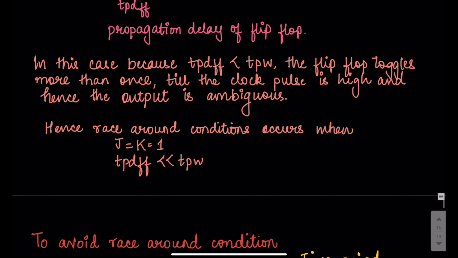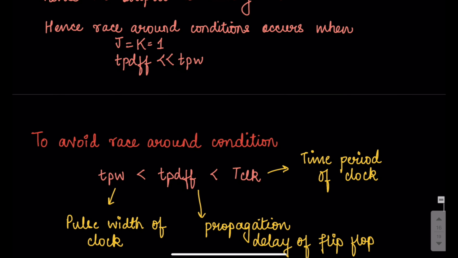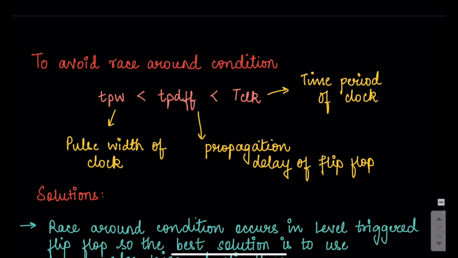How to avoid this condition? In order to avoid this condition, we need to follow a simple condition. The simple condition to satisfy in order to avoid this race around problem is that the pulse width of the clock should be less as compared to the propagation delay of the flip-flop, and this propagation delay of the flip-flop should be less than the time period of your clock.